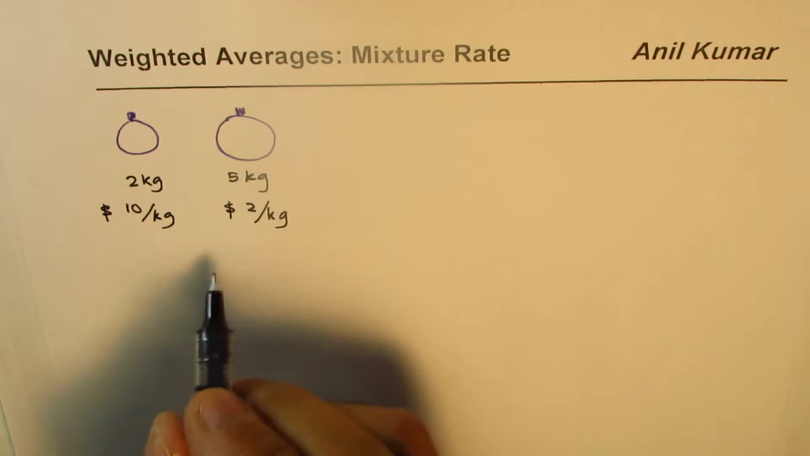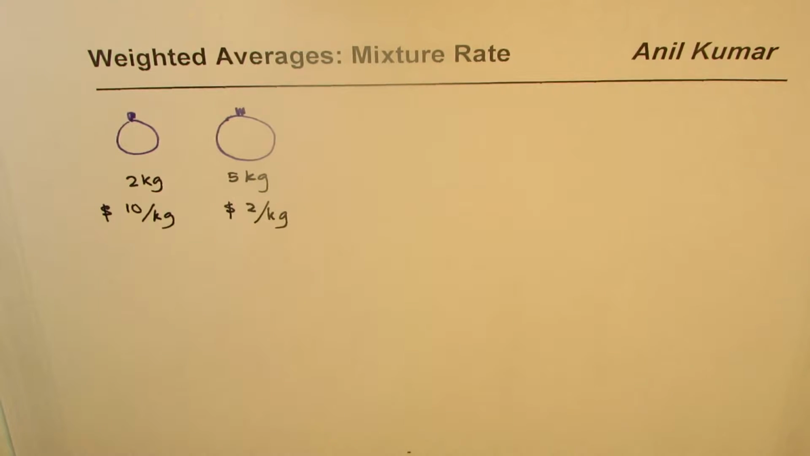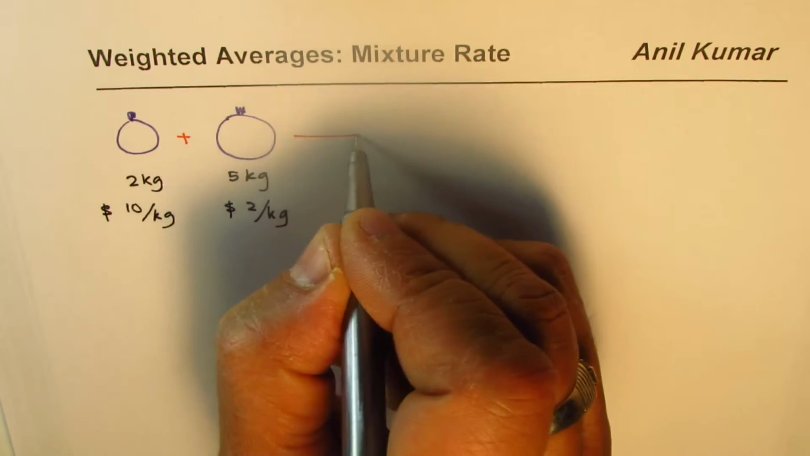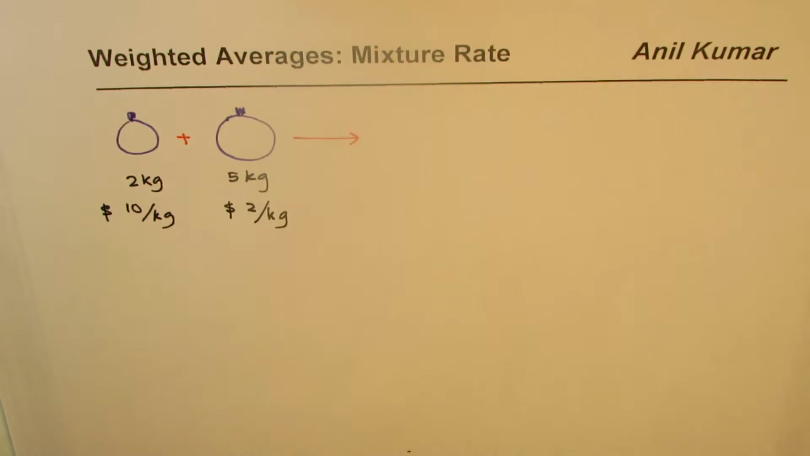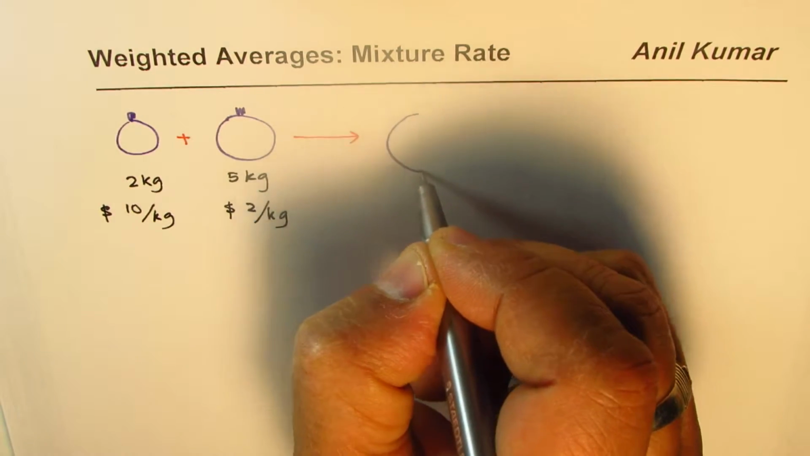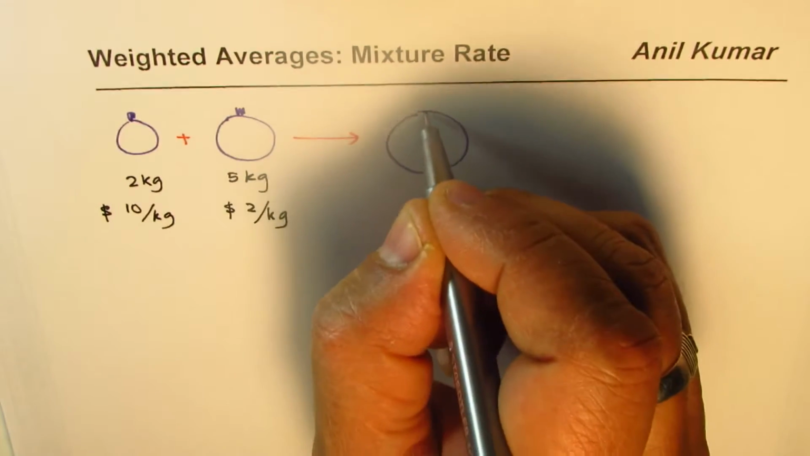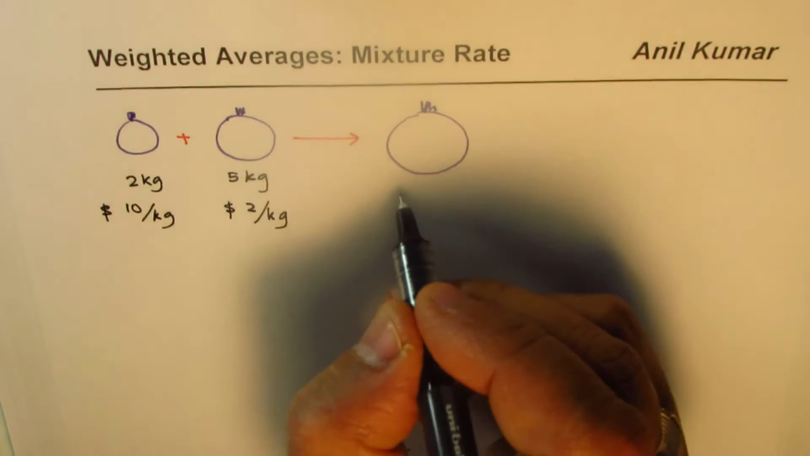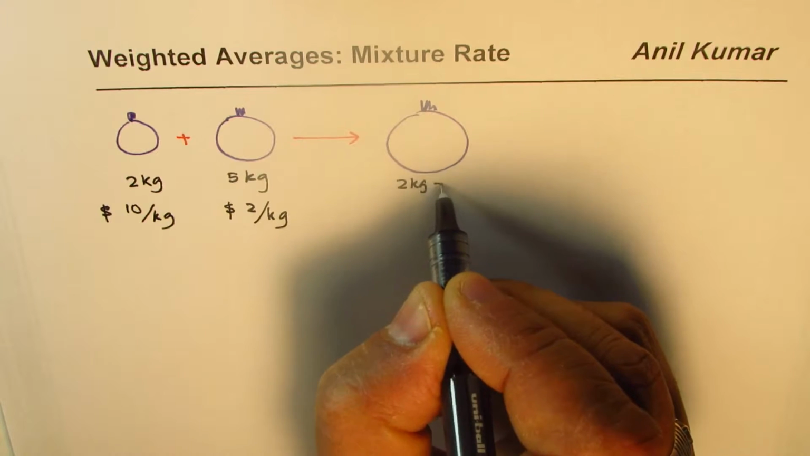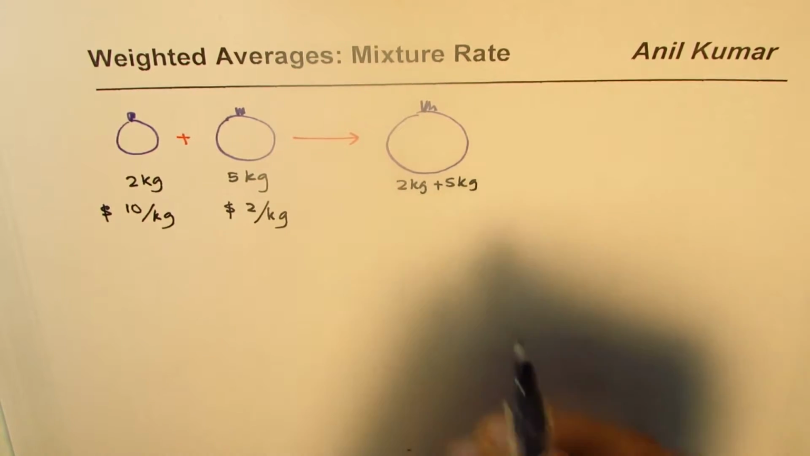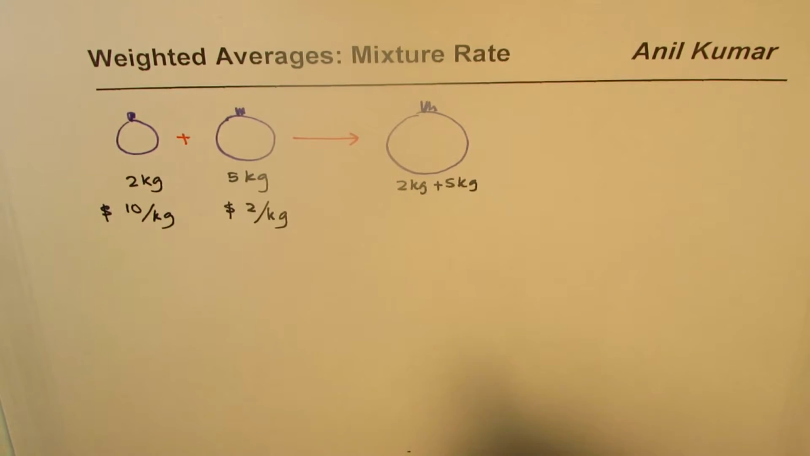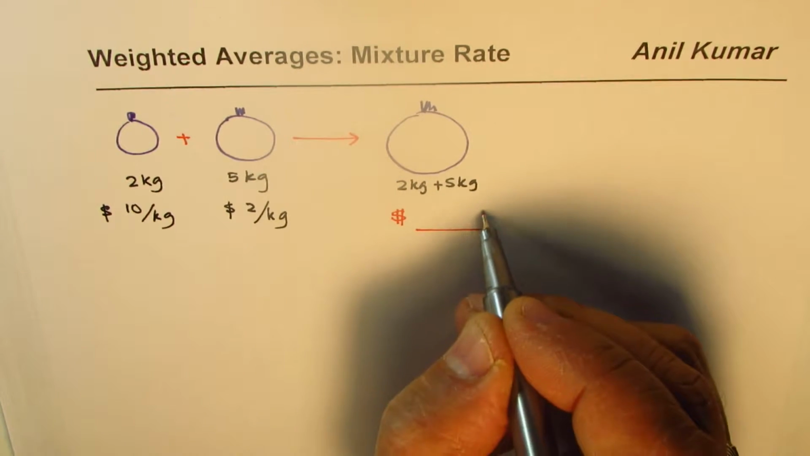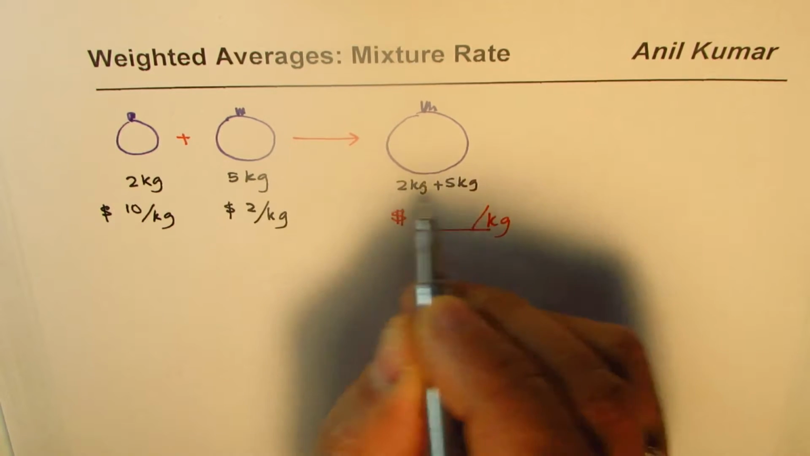Now in this case we need to find, when we add them up and get a mixture, the mixture, of course, will be larger in volume. When you add them up, the volume will get added up, so it will be 2 kg plus 5 kg. But we need to find what is the dollar value or the rate of this. So this is what we need to find. What is the rate of the mixture?